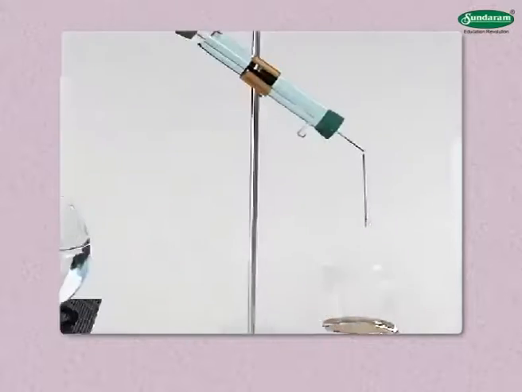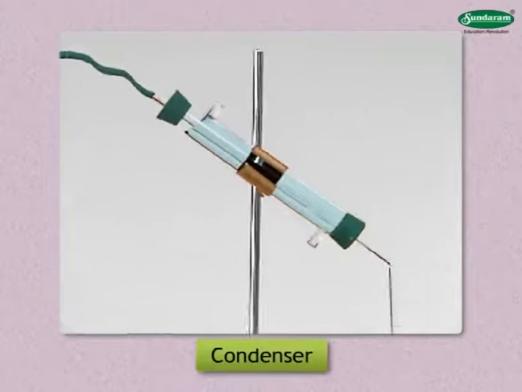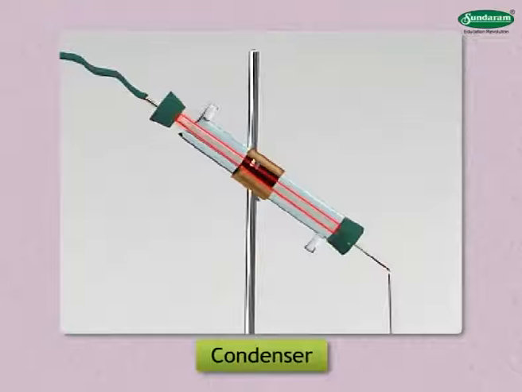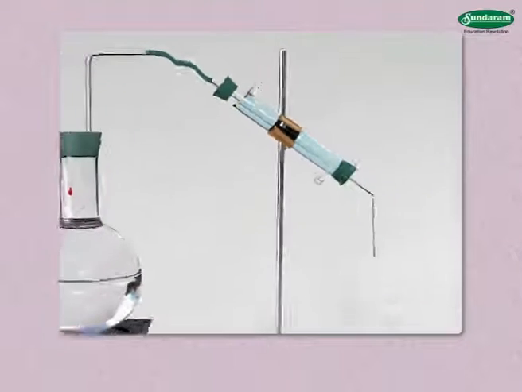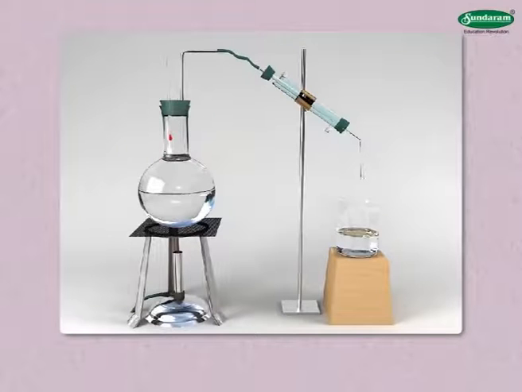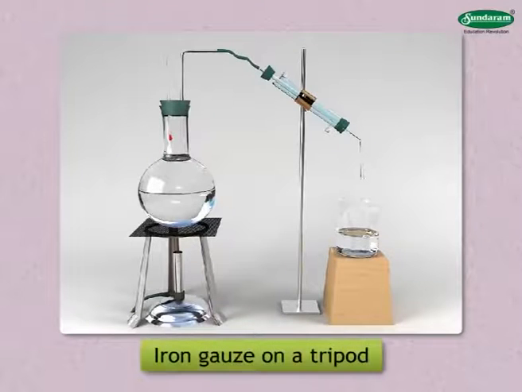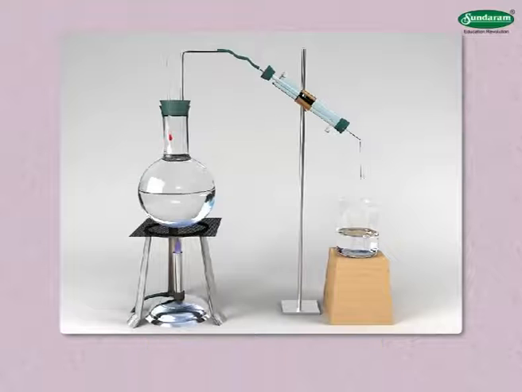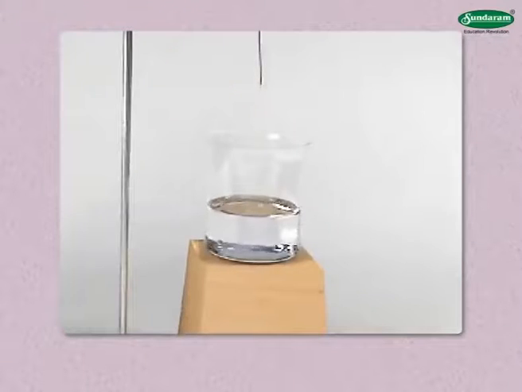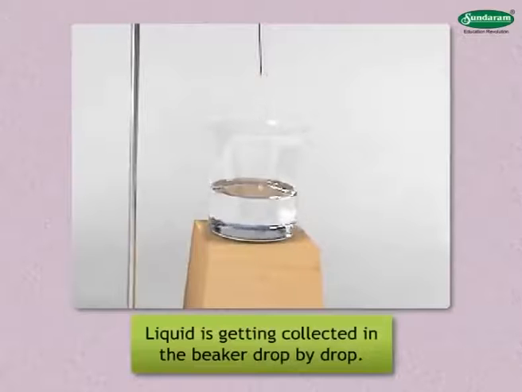Let us understand what a condenser is. A condenser consists of a glass tube placed inside another glass tube of a bigger diameter. The wide outer tube has an inlet and an outlet. The cold water circulates around the inner tube with the help of this inlet and outlet. Now, let us see the working of this experiment. Place the flask on iron gauze on a tripod and start heating it. Observe the beaker. We can observe that a liquid is getting collected in the beaker drop by drop.